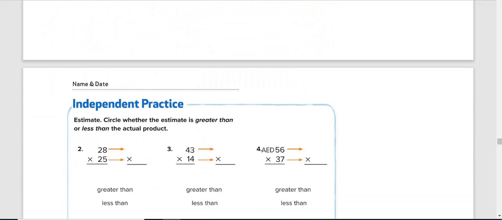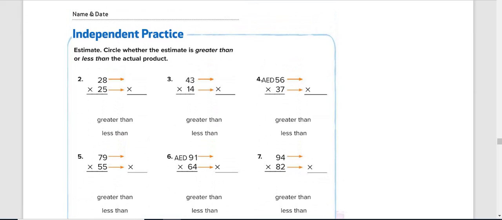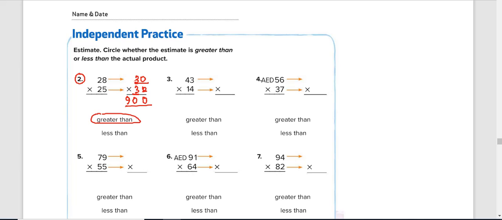Okay guys, we're going to be stopping here for today, and let me just do one of these independent practice questions. Let's say question 2. Estimate for this: 28 becomes 30 and 25 becomes 30. 30 multiplies 0, 0. 30 multiplies 3 is going to give us 90. So final answer, 900. We rounded up the two numbers, so the estimate is going to be greater than the actual product. 28 times 25 is 700. Okay guys, take care and see you in another video.